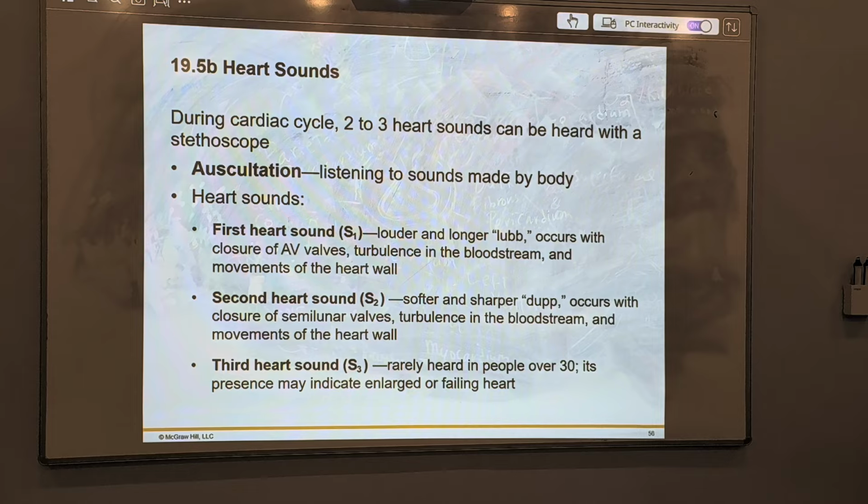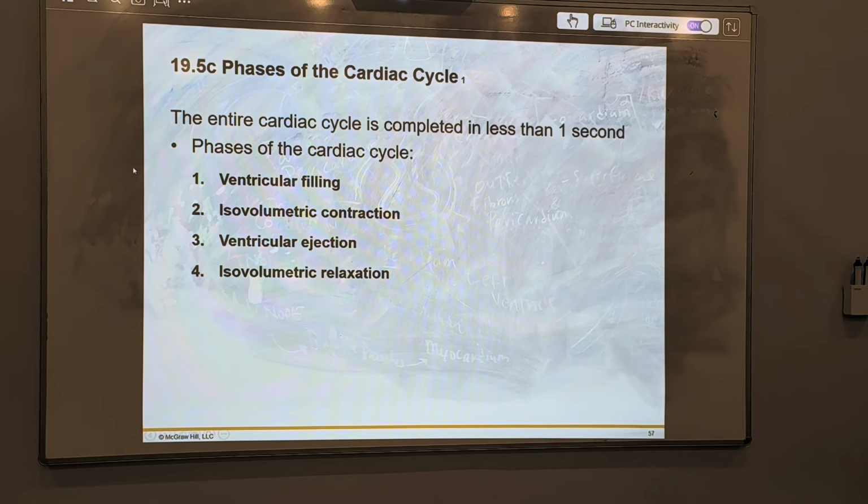The third heart sound is rarely heard in people over 30 or 40. Its presence may indicate an enlarged or failing heart. The entire cardiac cycle is completed in less than 1 second.